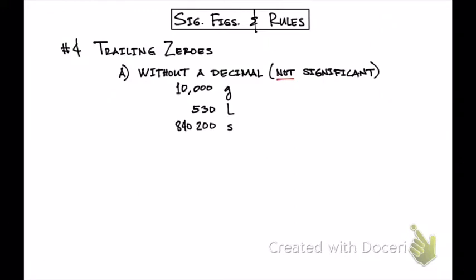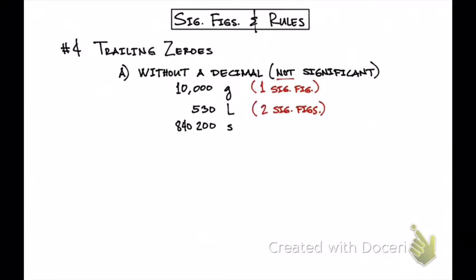Okay, here are some examples. So if we have 10,000 grams, you have those 4 zeros, those are all trailing zeros, and you don't see any decimal points here. And so 10,000 would only have 1 significant digit, or 1 sig fig. The next one here is 530. That 0 doesn't count because, again, this is a trailing 0, and you don't see any decimal point. And so you only have 2 significant digits.